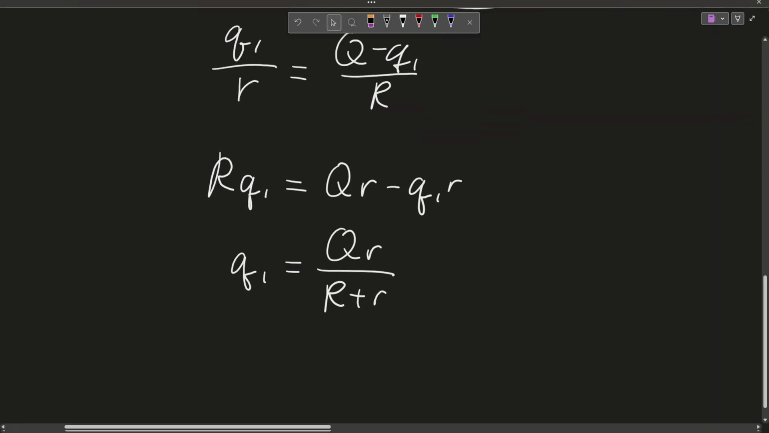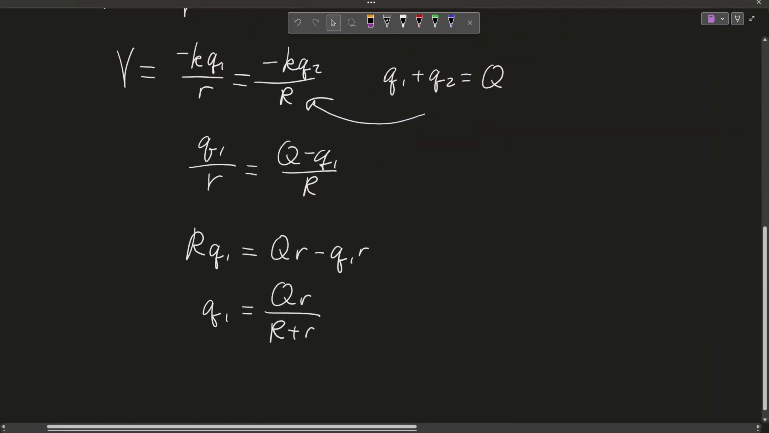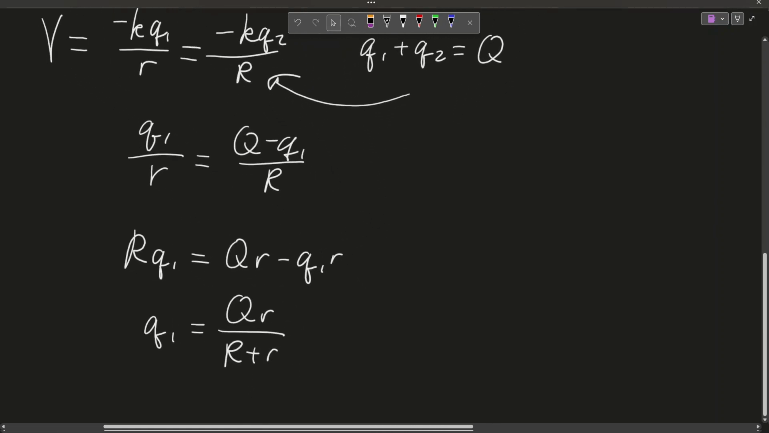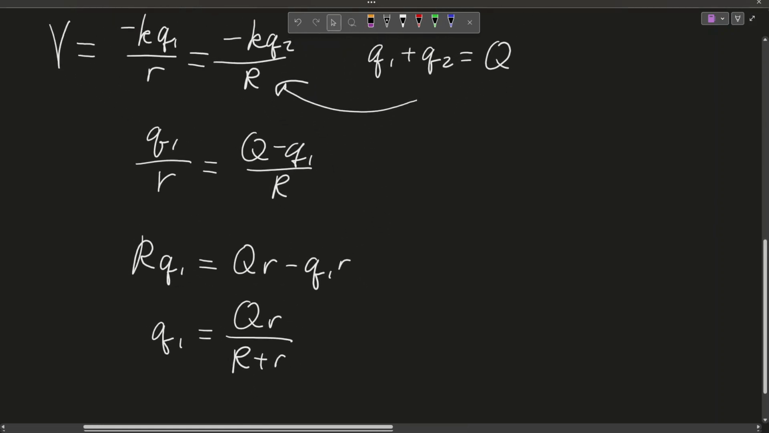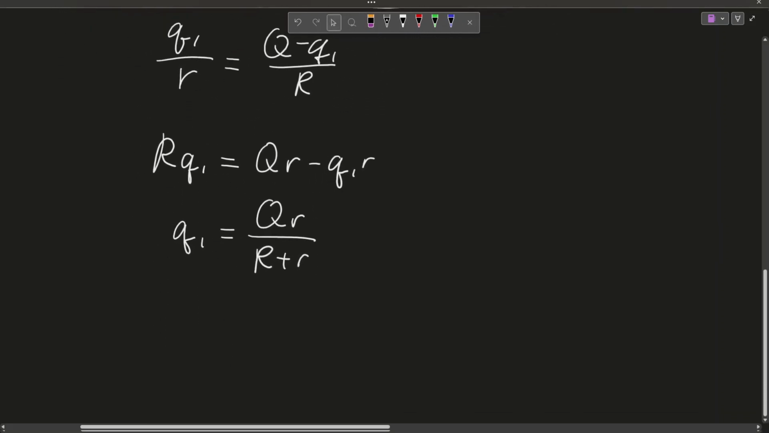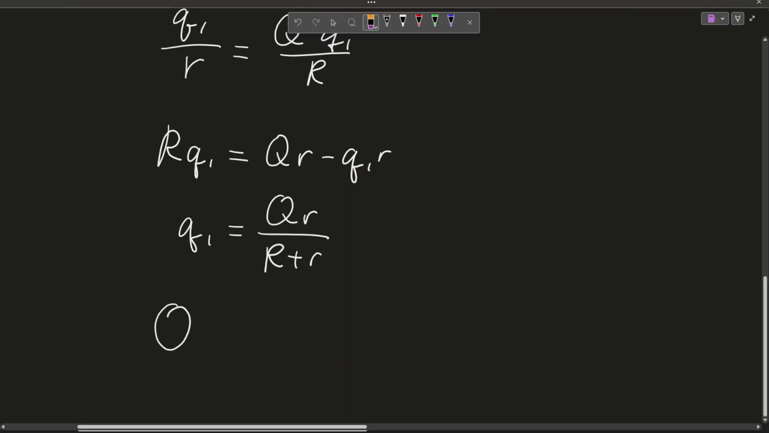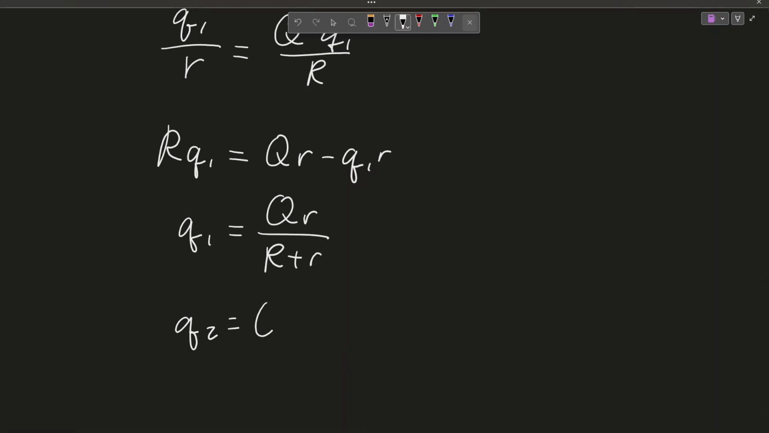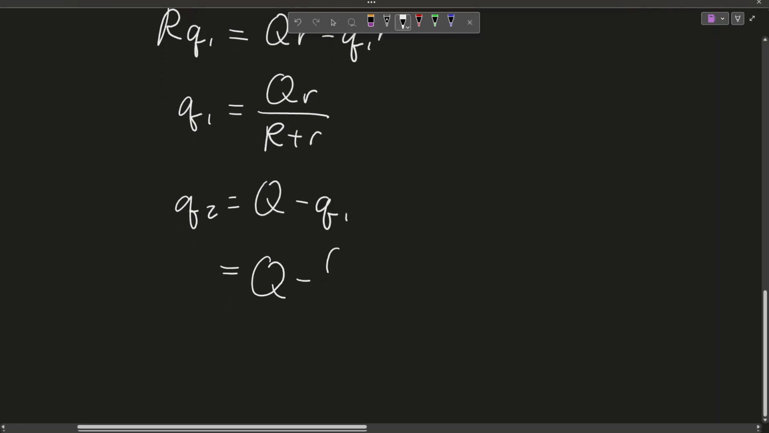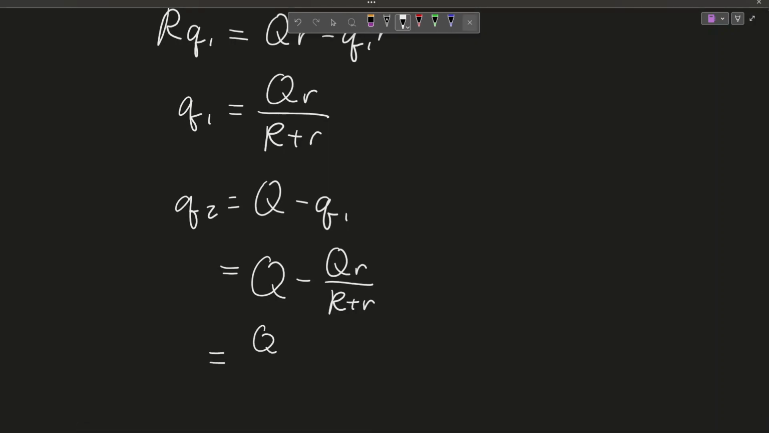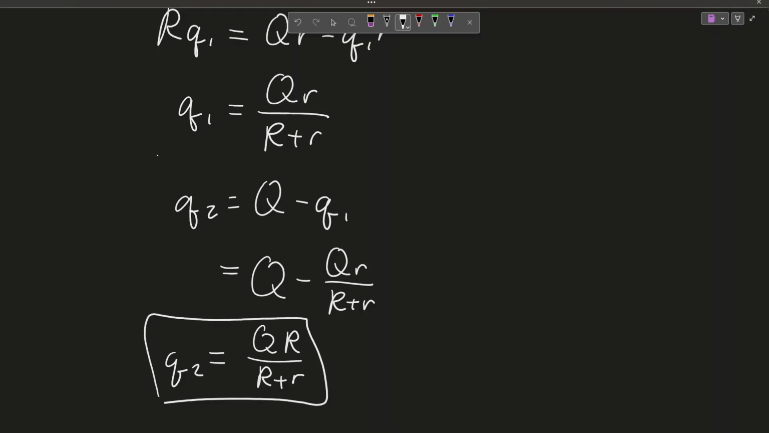So we found the charge on the first sphere, the littler sphere, the sphere with radius little r. Now if we use the equation up here again, we can quite easily find the other charge as well. Q2 is equal to big Q minus Q1, which is equal to Q minus Q r over (R plus r), which works out to Q R over (R plus r). So there are two of the quantities you might be asked to find.